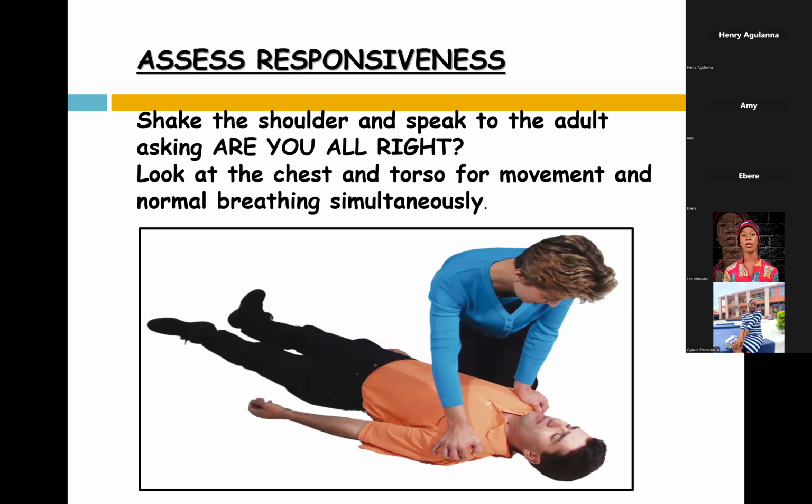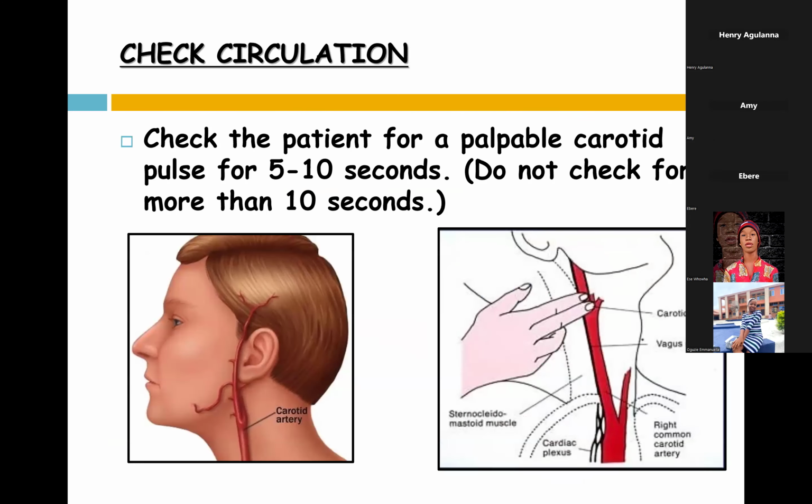The next thing you also now check is the circulation. And this is how to check for the circulation. You place your fingers at the carotid pulse point. Check only for 5 to 10 seconds. Don't let it pass 10 seconds because the more time you waste, the lower the chances of survival for the person. CPR is always best when you start as soon as possible.